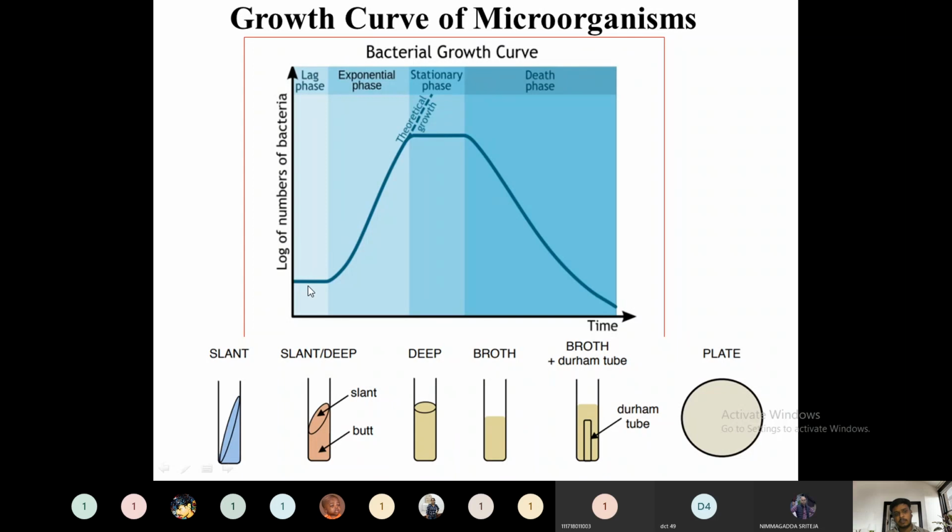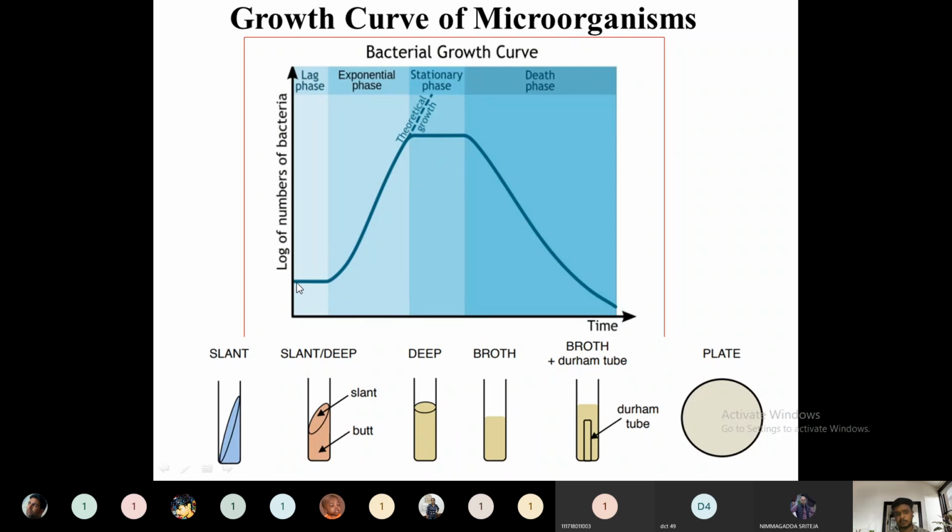Whenever the bacteria is transferred from the slant culture to the liquid medium, the bacteria will undergo multiplication, or it will have a constant number. It will have a growth phase. Now there are 4 types of phases in this one, or we can say 4 growth stages for the bacteria. The starting phase is the lag phase.